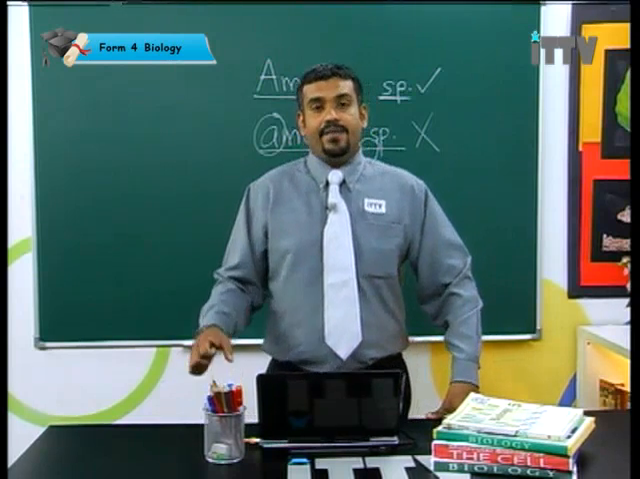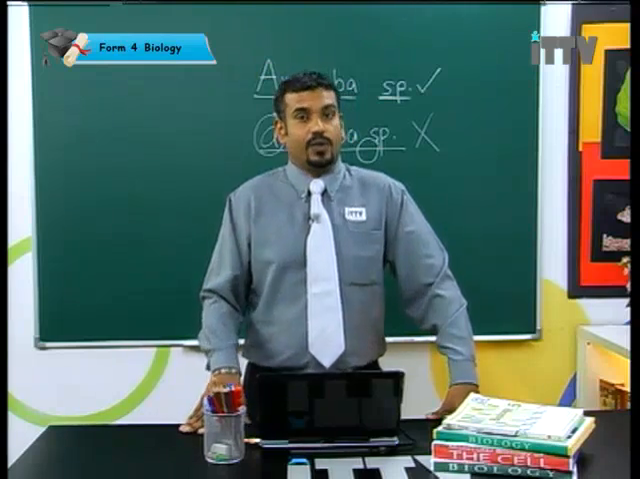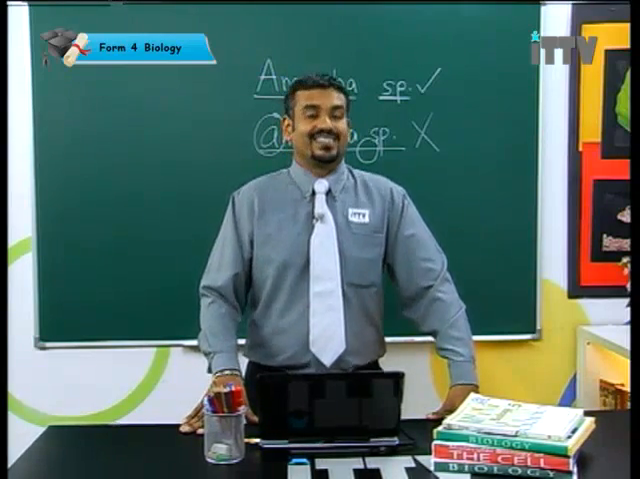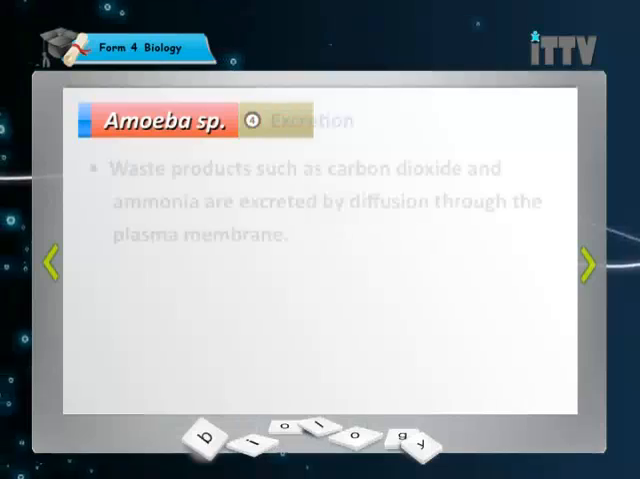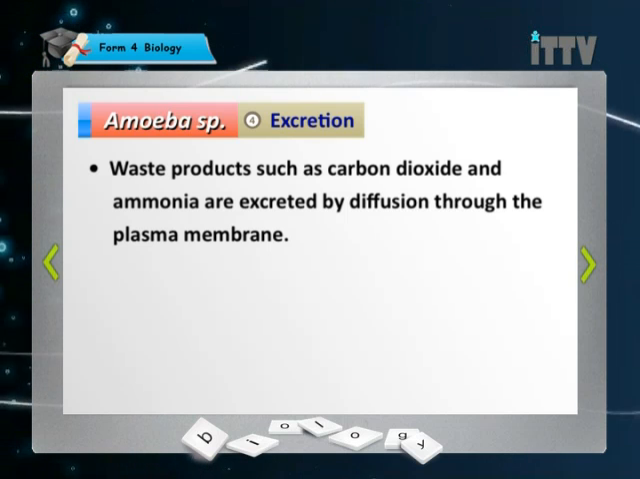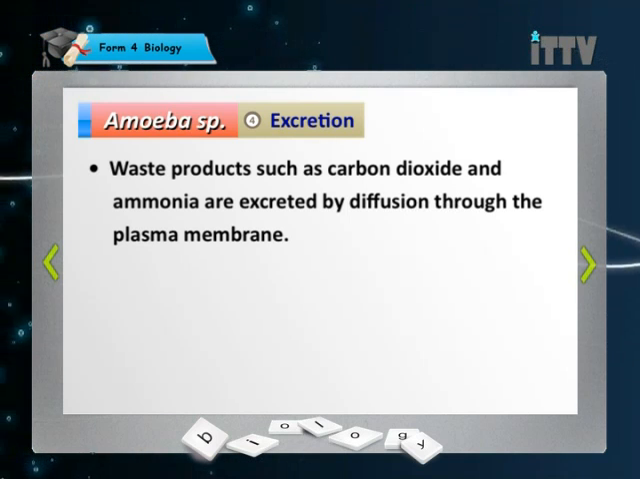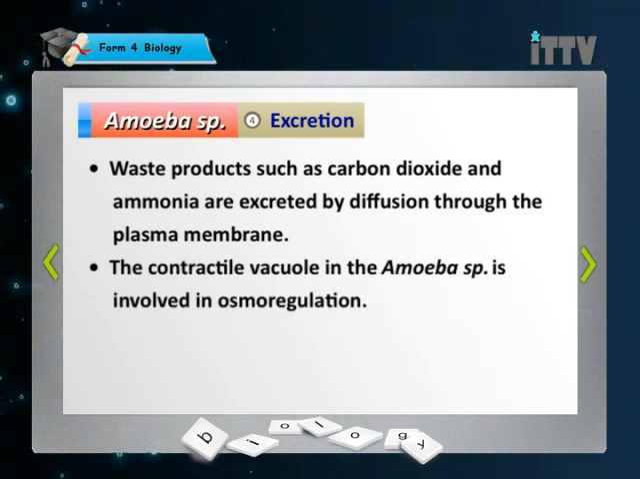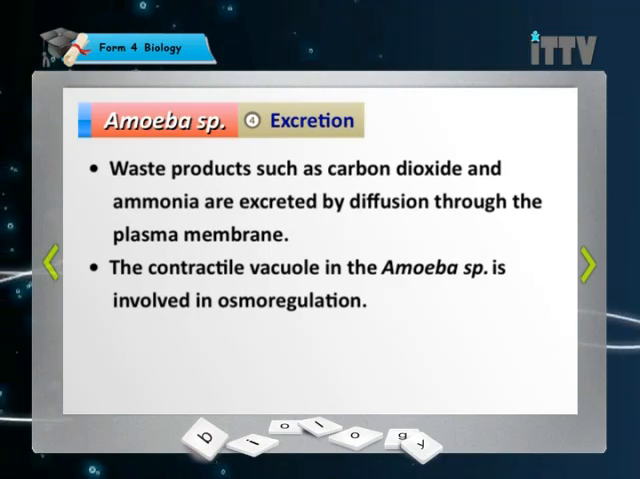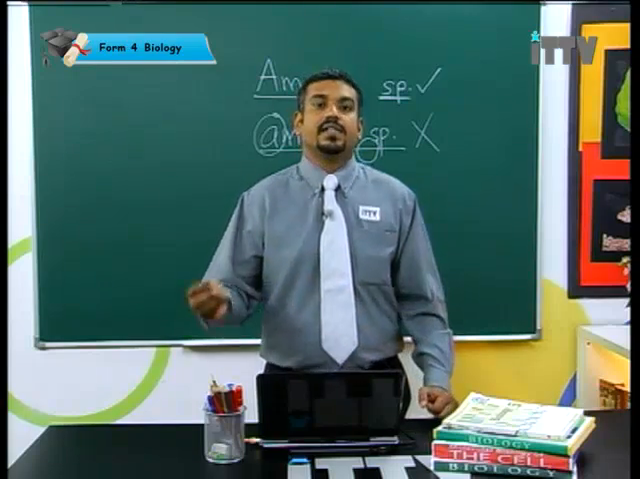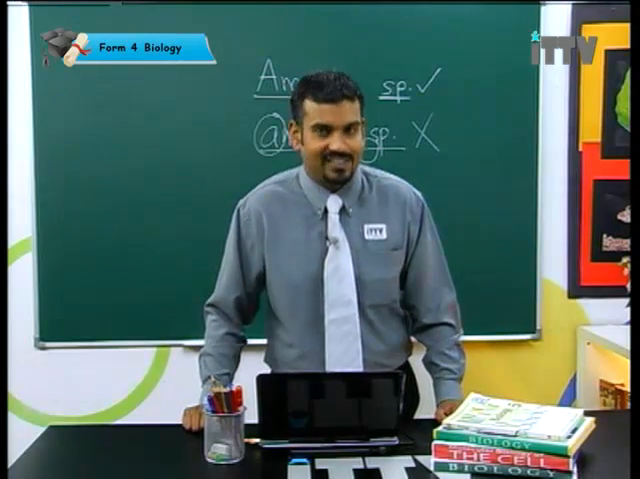Next, if it has to feed, then it also has to excrete. Same as human beings as well. Now let's see the excretion found in amoeba. Waste products such as carbon dioxide through respiration and ammonia are excreted by simple diffusion through the plasma membrane. The contractile vacuole in the amoeba is involved in osmoregulation. Now what is osmoregulation? Osmoregulation is the control of the osmotic pressure of the cytoplasm of the amoeba species.